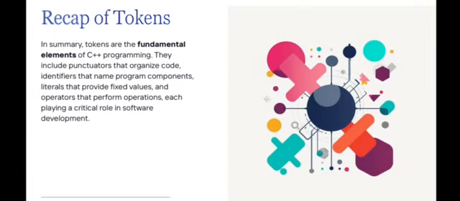So, recap of tokens. Finally, let's recap what we learned. Tokens are the fundamental building blocks of every C++ program. They include punctuators, which structure and separate code, identifiers, which give names to program components, literals, which provide fixed values, and operators, which perform actions and comparisons. Together, these tokens form the vocabulary of C++. Understanding them helps us write cleaner, more efficient, and error-free code.